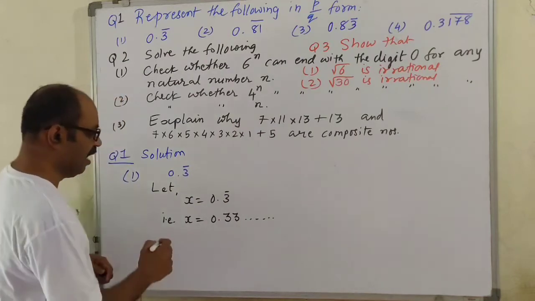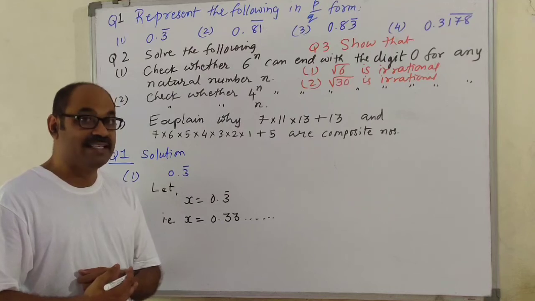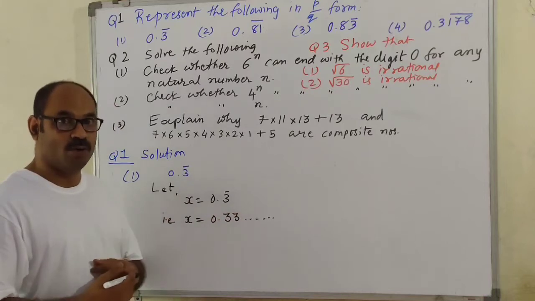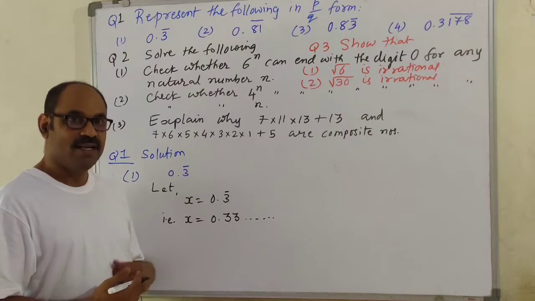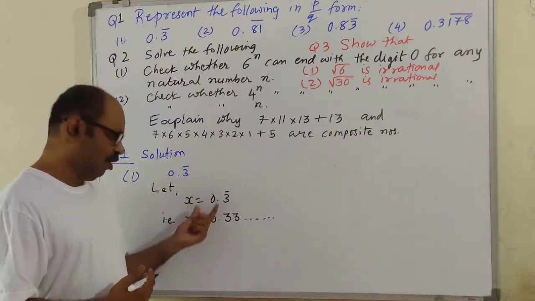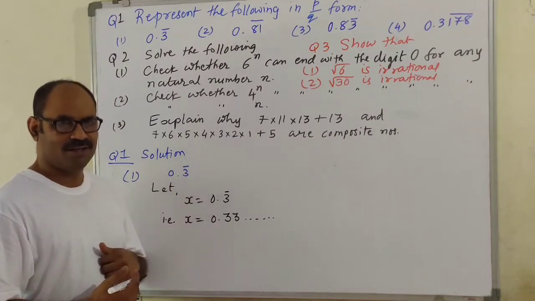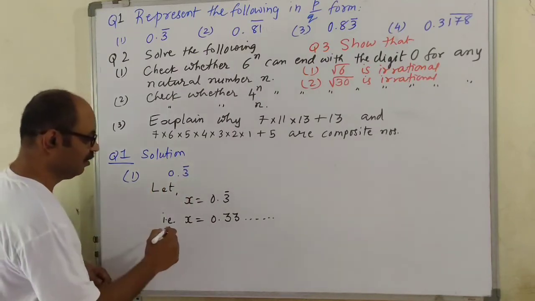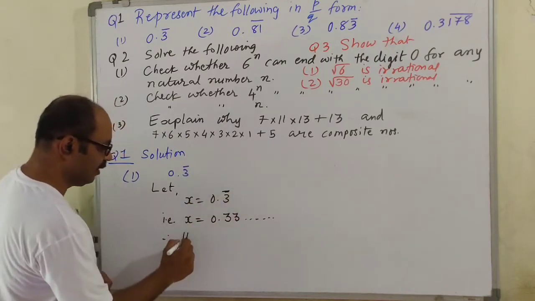Please be careful. Now how many digits are recurring here? 1 digit. So multiply 10 on both sides. If 2 digits are recurring, multiply 100 on both sides. If 3 digits are recurring, multiply 1000 on both sides. If you want to see detailed study of this, then you go and watch chapter 1 of standard 9. Okay? Fine. So 1 digit is recurring, so we'll multiply 10.